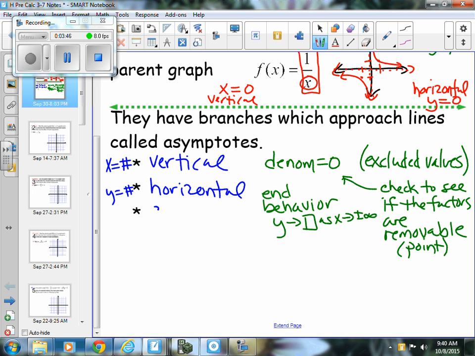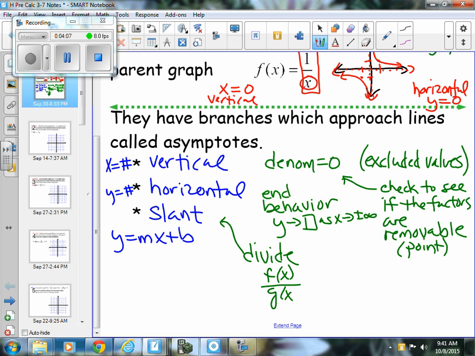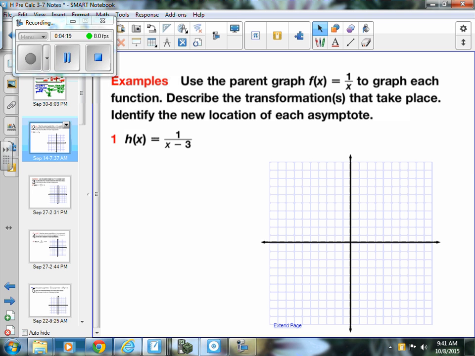And then the third type, which is what we're going to talk about in part 2 of 3.7, are slant asymptotes. Those are ones that are y equals mx plus b, so actual linear equations. And those come from actually looking at what the ratio is. So we actually divide to figure out what that is. We divide the f of x by the g of x. See what it's approaching as x gets really, really big and really, really small. So looking at those slants. Today, this first part, we'll do vertical, horizontal, and then part 2 will follow up with slant. All right, so we're going to focus our first part here on just the 1 over x family.